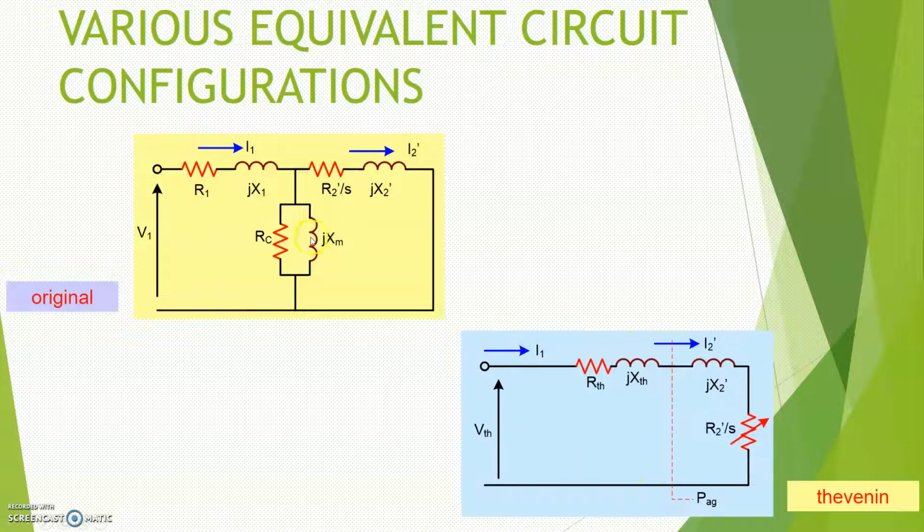Here your Rc you just remove, and your Xm, X1 and also R1 you replace with R Thevenin and also X Thevenin. For V1 you replace with V Thevenin. For R2 prime over s and also jX2 prime, you just leave them there. This is the circuit for the Thevenin equivalent circuit for the induction machine.